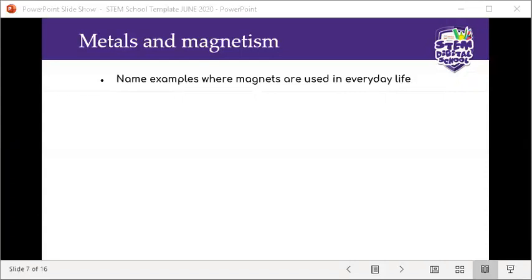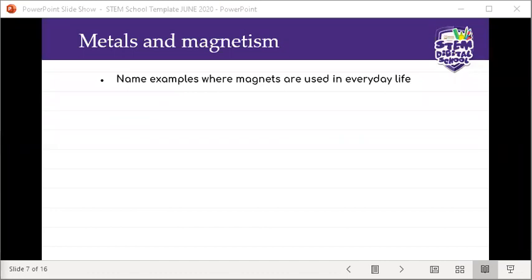So guys, can some of you give me other examples where magnets are used in everyday life? Examples where magnets are used in everyday life. No problem, Sakura, no problem. Doesn't matter as long as you are in class. Come on, guys, give me examples where magnets are used in everyday life. You can raise your hand or you can type in the group chat.